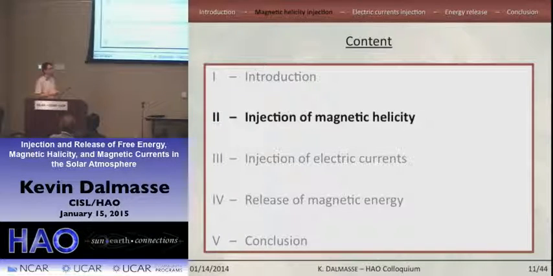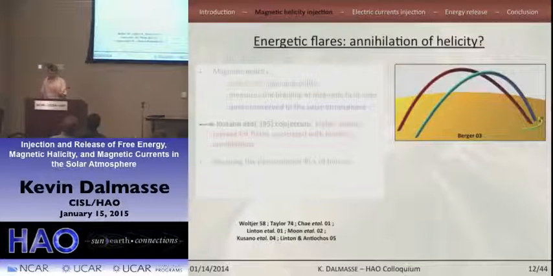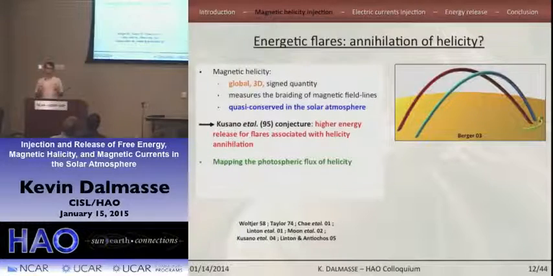So let's move to the first part of my thesis, which was about studying the distribution of magnetic helicity in active regions. Magnetic helicity is a global quantity that measures the braiding of magnetic field lines in a volume. It's a more general definition than magnetic twist and shear, and it can be positive or negative depending, for instance, on the direction of the twist.